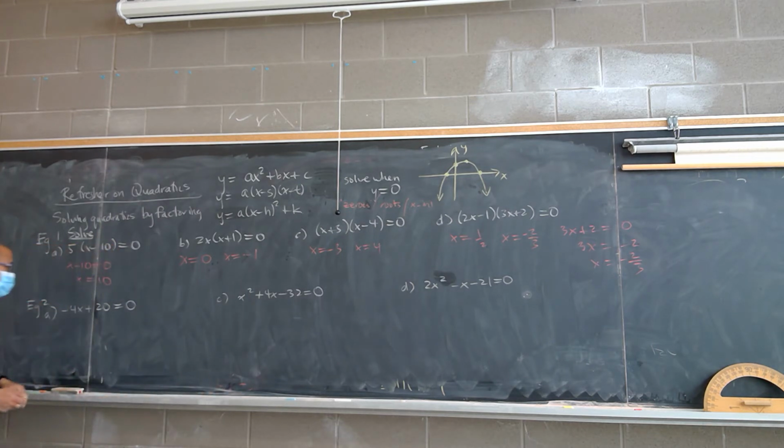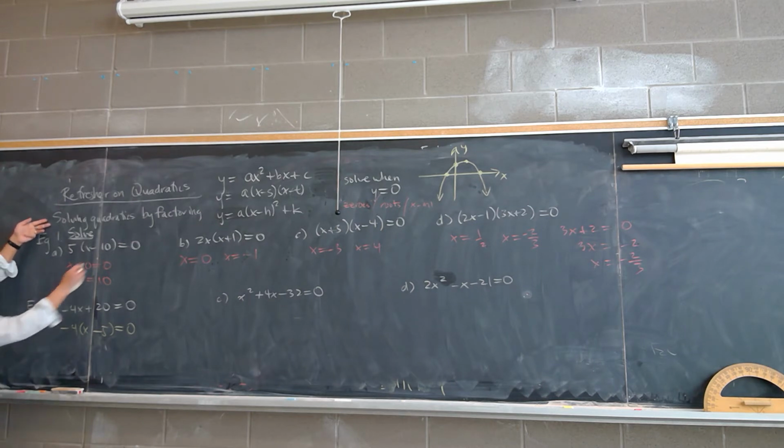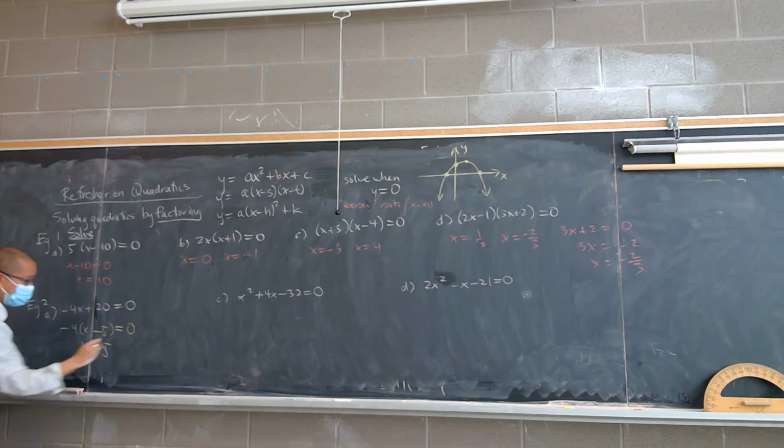For this one, negative 4x plus 20 equals 0. Again, I don't really like this example, but I'm going to get it out of the way because some students always ask me. Notice, factor first. So we're going to factor this. On the left-hand side we get negative 4 times x minus 5 is equal to 0. And once it's in factored form, that's the title of this lesson, solving by factoring, the solution for this, there is only one, x equals 5.